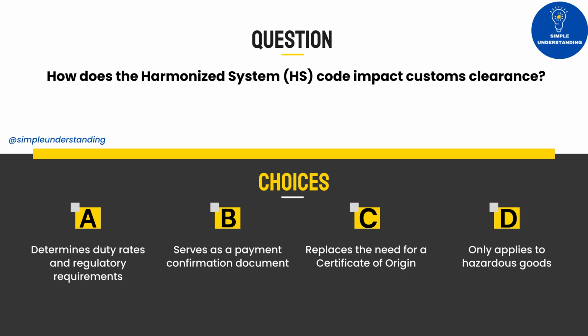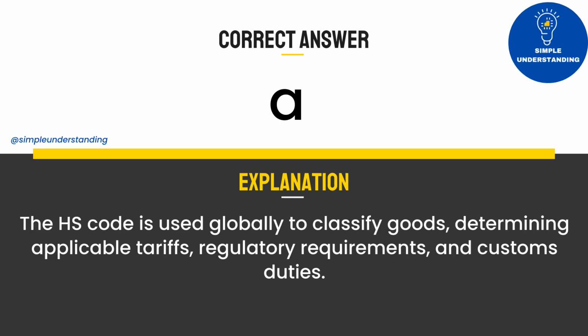Correct answer. A. Determines duty rates and regulatory requirements. Explanation. The HS code is used globally to classify goods, determining applicable tariffs, regulatory requirements, and customs duties.